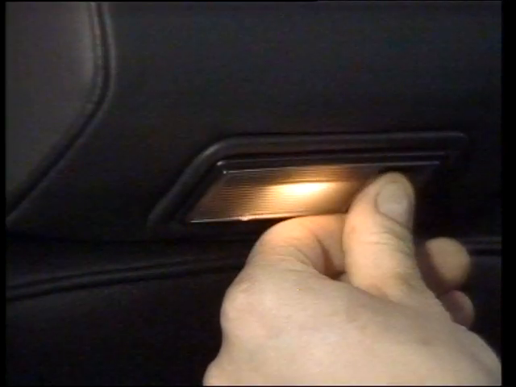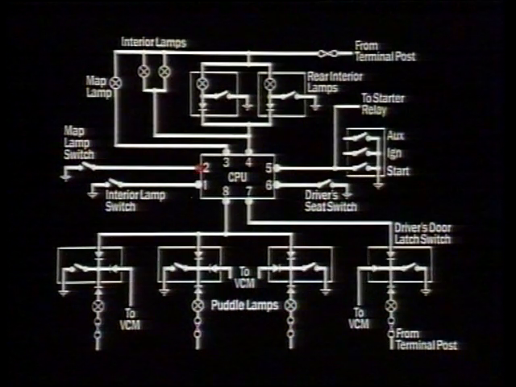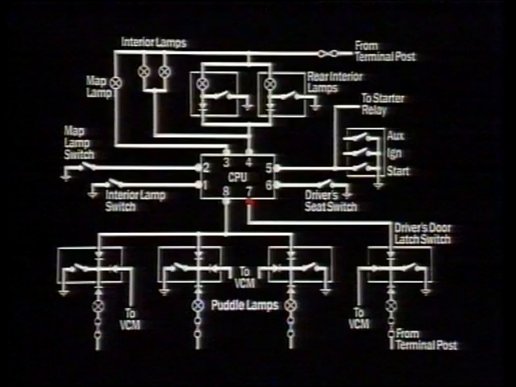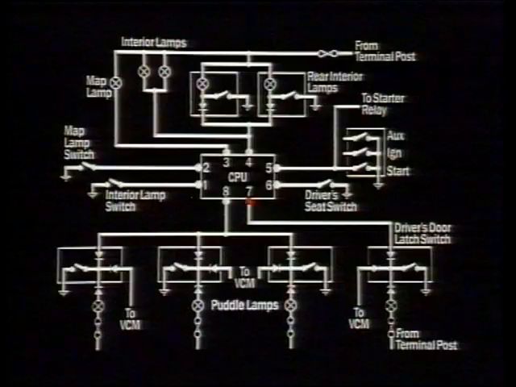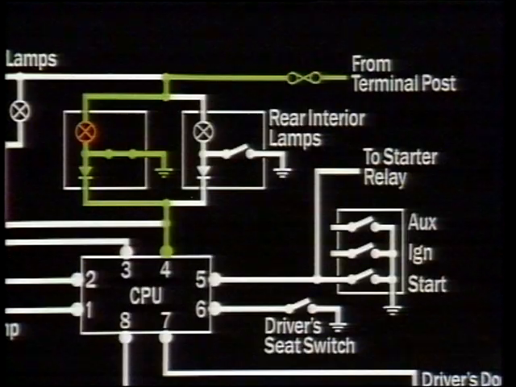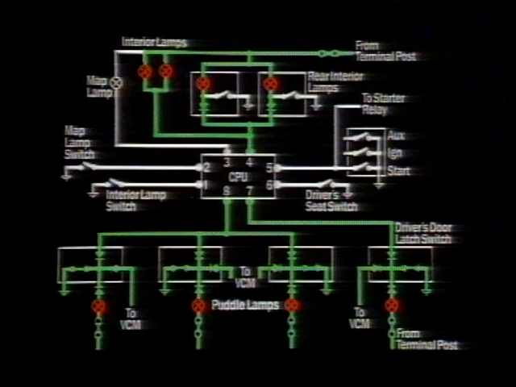If this reading lamp is manually operated, which pin on the CPU will detect the signal? No, this is the input from the map lamp switch. Try again. No, pin 8 is the input from the 3 passenger door switches. Try again. No, pin 7 is the input from the driver's door lock latch switch. Try again. Yes, when a passenger sitting in a back seat depresses the reading lamp switch, the CPU receives a signal on pin 4.